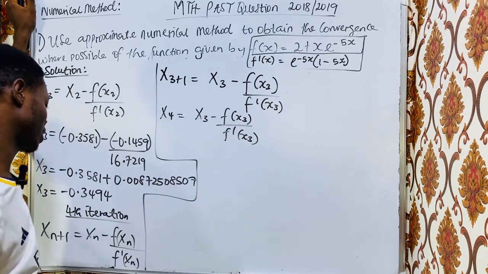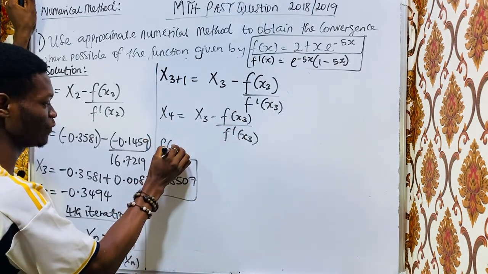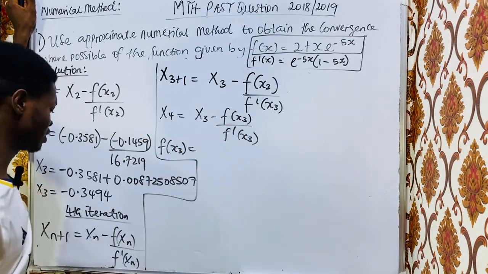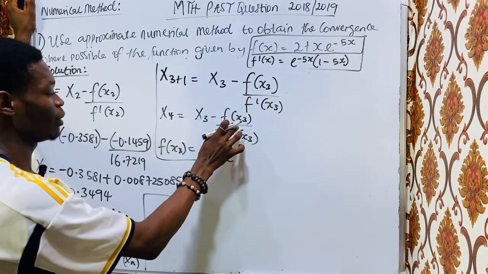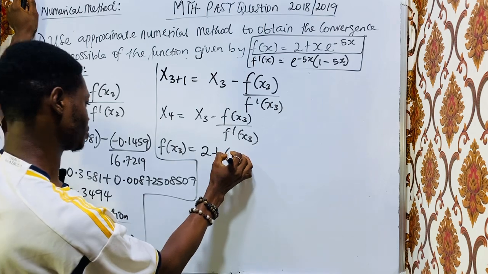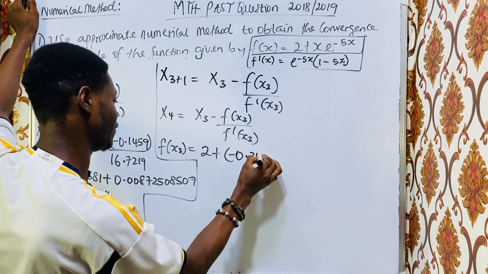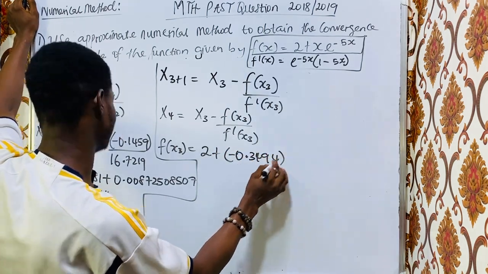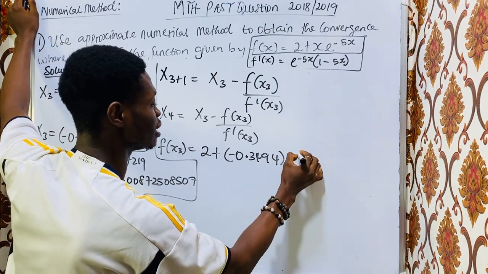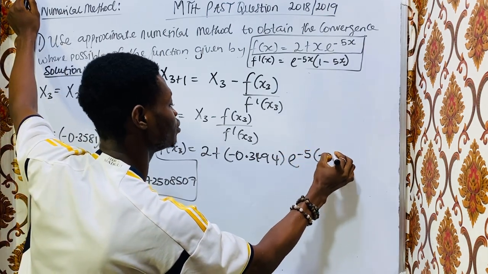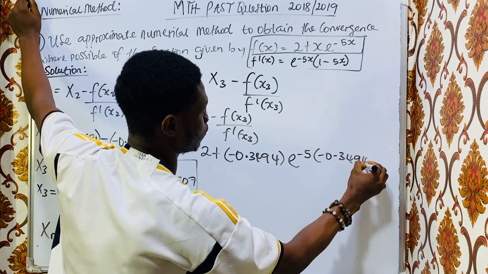We don't know our f of x3, right? So we find our f of x3. Using this formula, f of x3 will be 2 plus our x3, which is negative 0.3494, right? Then exponential negative 5 times negative 0.3494.